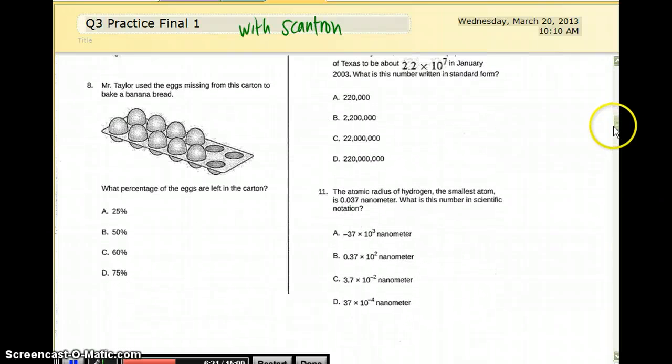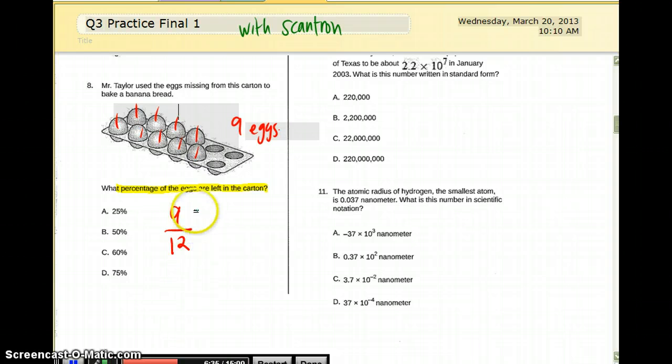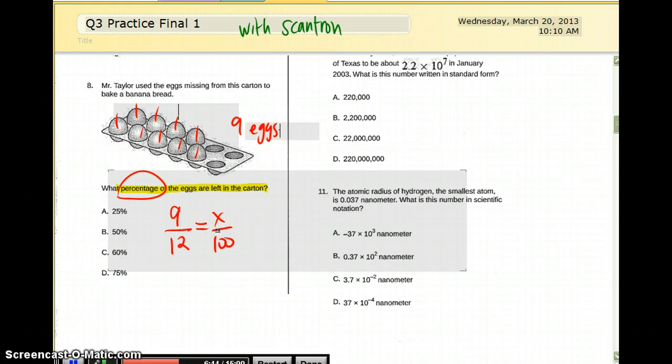Okay, let's try number 8. Number 8, we're looking for the percent of the eggs that are left in the carton. There are exactly 1, 2, 3, 4, 5, 6, 7, 8, 9 eggs out of the 12. So I'm just going to write 9 over 12. That fraction will then help me get a percentage. And I could make it X over 100 because X over 100 is a percent.